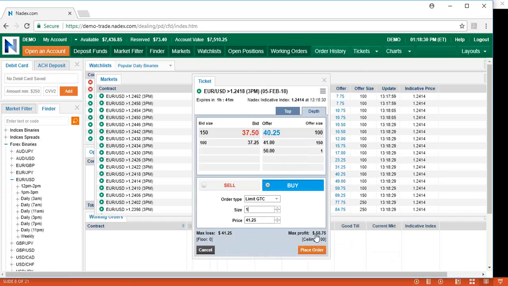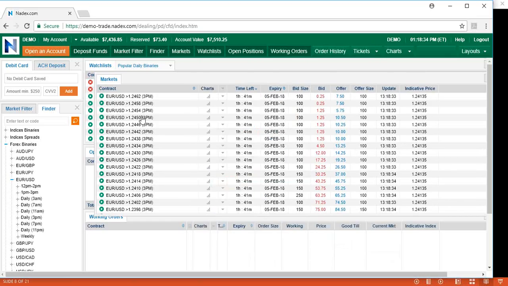Okay, does that make sense? Yes, Kevin, exactly. When you're looking at the binary strike prices here, this offer side right here is what you can buy them for. The bid side here is what you can sell them for.